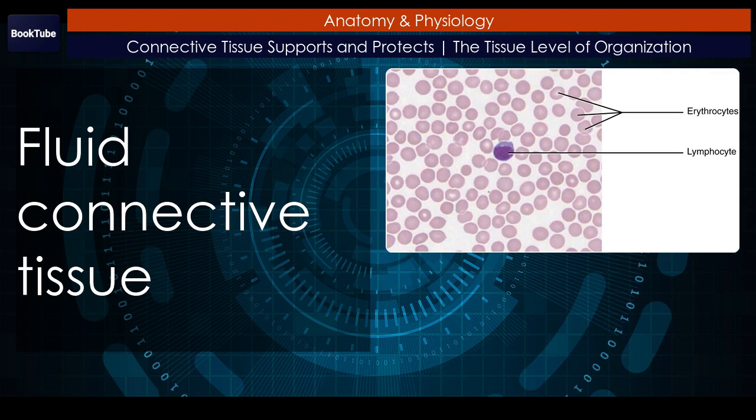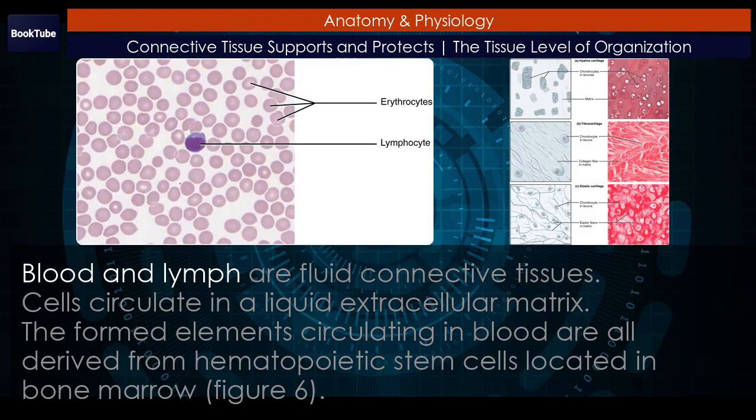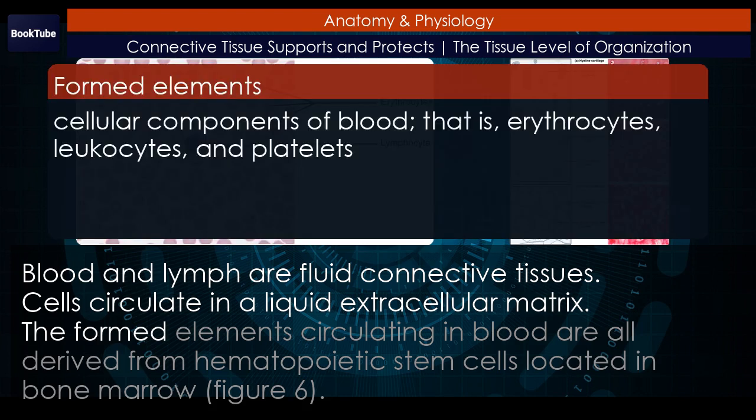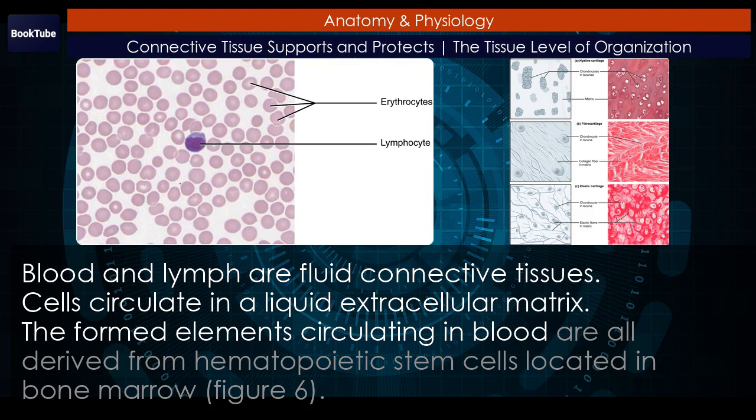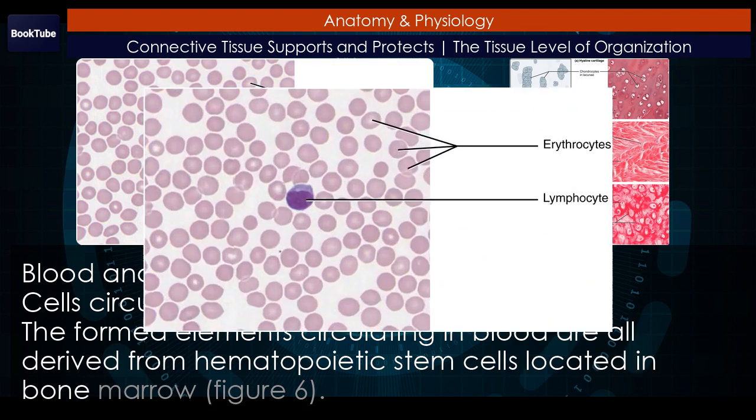Fluid connective tissue. Blood and lymph are fluid connective tissues. Cells circulate in a liquid extracellular matrix. The formed elements circulating in blood are all derived from hematopoietic stem cells located in bone marrow.